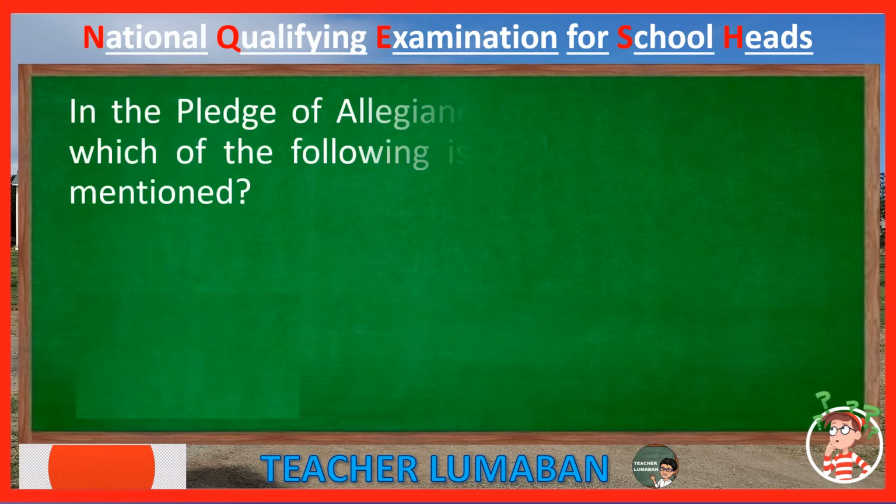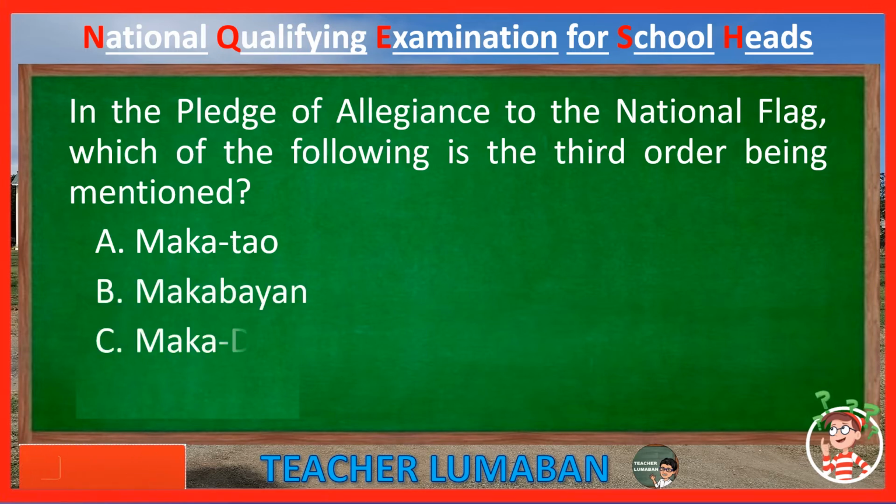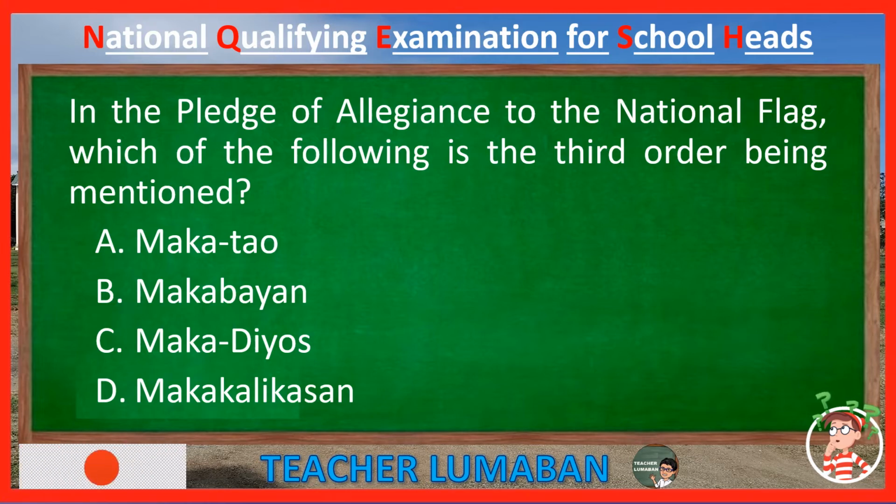In the Pledge of Allegiance to the National Flag, which of the following is the third order being mentioned? Letter A, Maka-tao. Letter B, Maka-bayan. Letter C, Maka-Diyos. Letter D, Maka-kalikasan. Choose the suitable answer based on the given choices in 5 seconds.